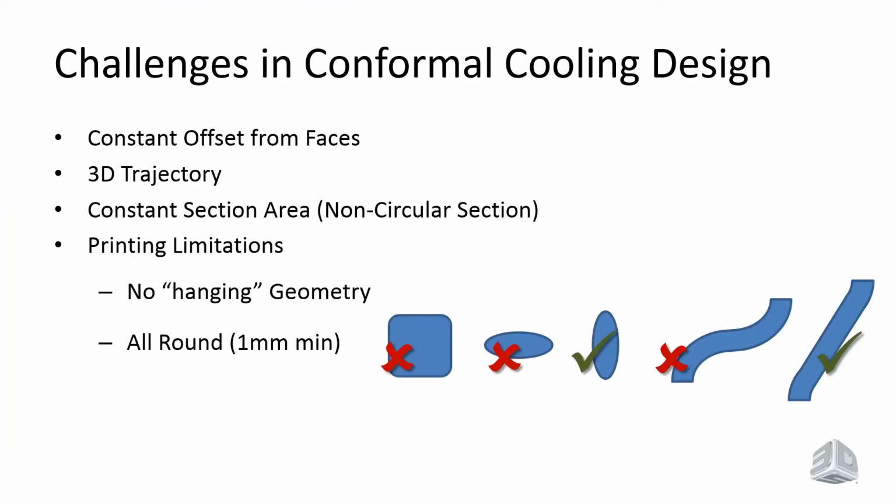So you saw some examples there. Again, the constant offset from the face, 3D trajectory, understanding printer limitations, no hanging geometry. You see some more examples there at the red axis of a cross section that would create what we're calling hanging geometry, or where the top face of the water line is not supported by anything but just powder underneath it. And again, the new rule we've got to keep in mind, we talked about 1 millimeter minimum radius on everything wherever possible, along with that constant section area.